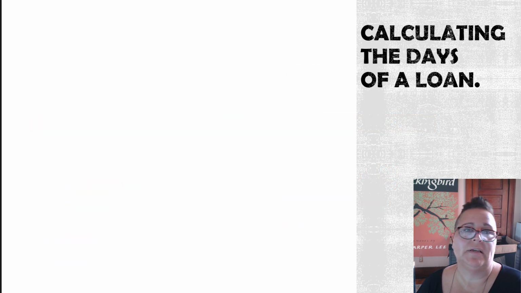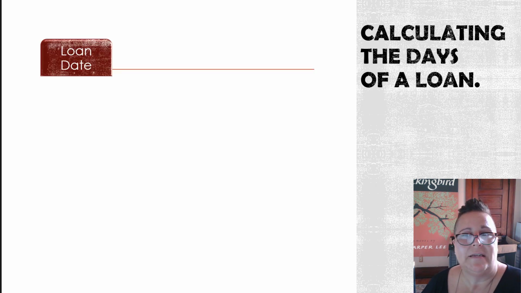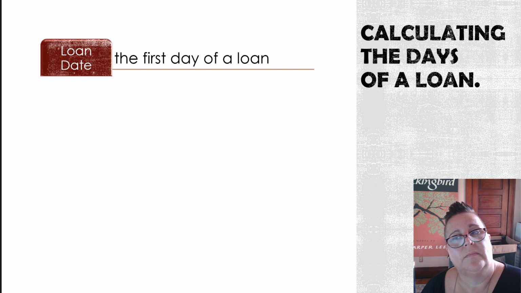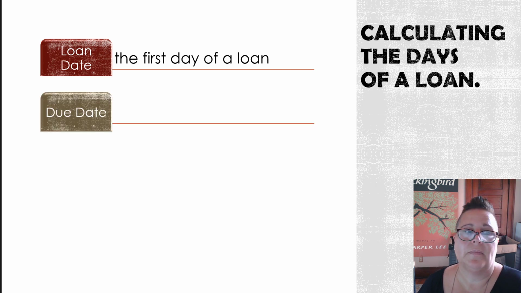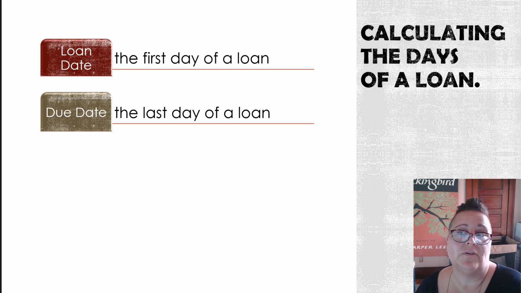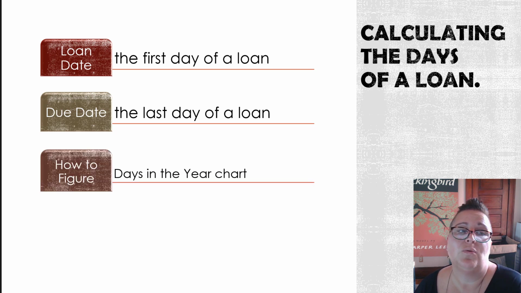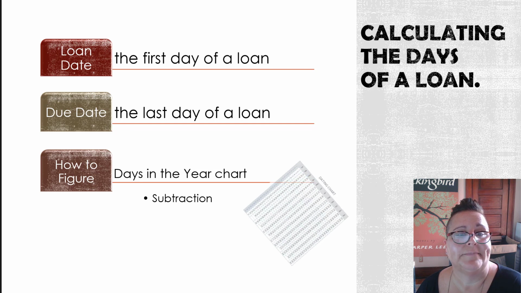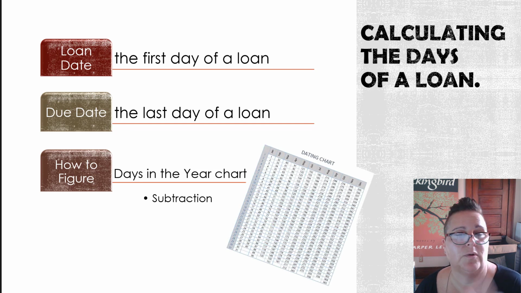All right, how do we calculate the days in a loan? Well, we have to all agree that the loan date is the first day of the loan, and the due date is what we're going to call the last day of the loan. In order to figure out the number of days in the loan, you will probably want your days in a year chart, and then all we're going to be doing is subtracting. So your dating chart, if you recall, I think I've got it just here to my left. Yeah, it'll be in the file.